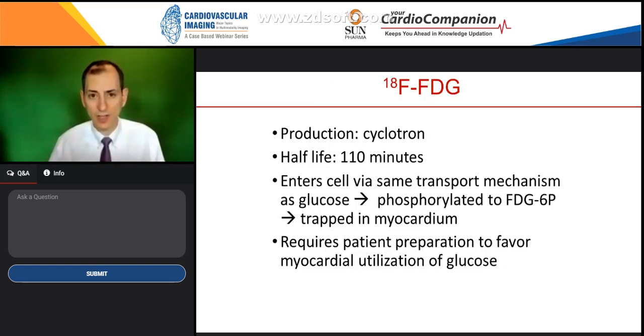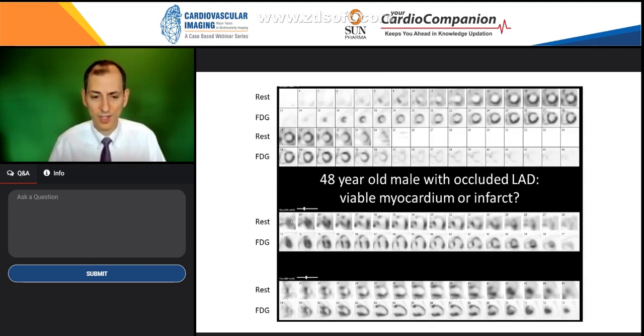So what we actually do if we want to do nuclear imaging is we do metabolic imaging with fluorodeoxyglucose, which enters the cell just like glucose does, but because it has this 18 fluoride moiety attached to the glucose, it's something we can image with FDG imaging with a PET camera. So here's an example of how this looks. This is a 48-year-old male. He had an occluded LAD, and he was sent to us to evaluate is the myocardium viable or not.